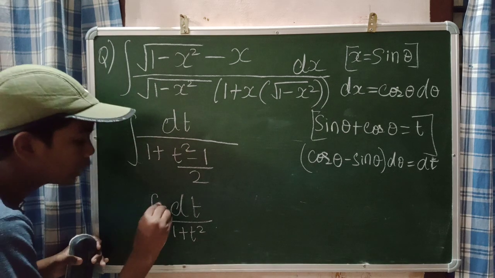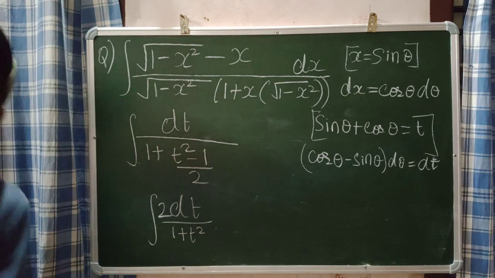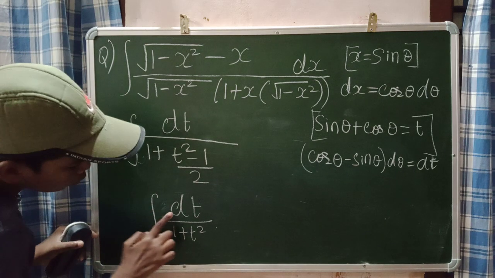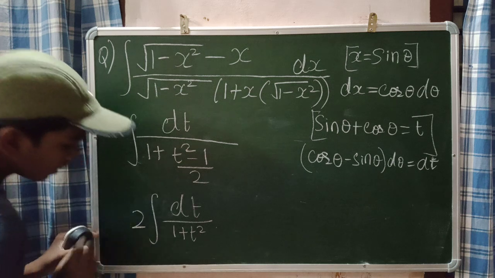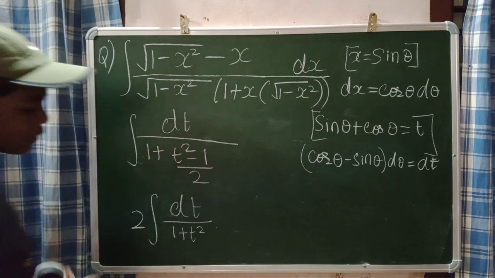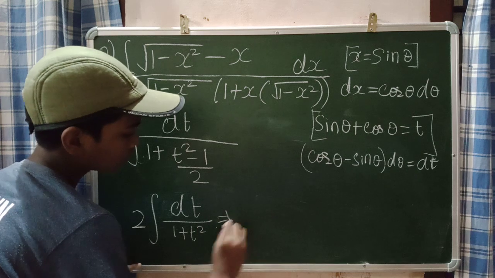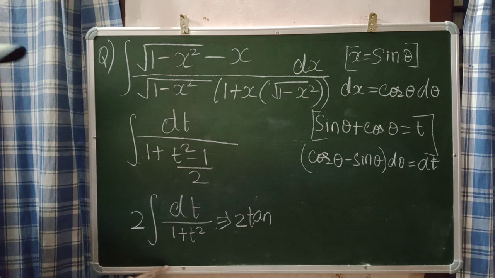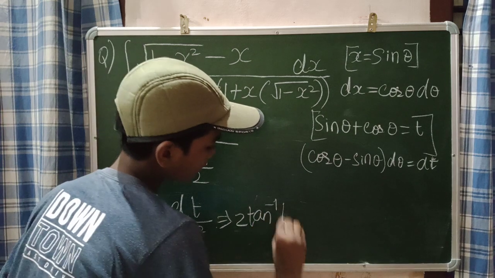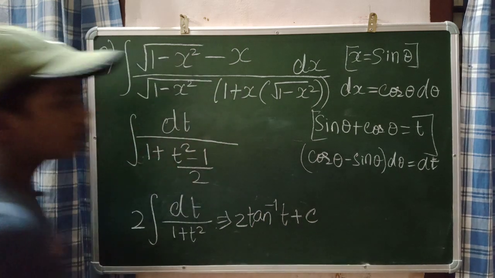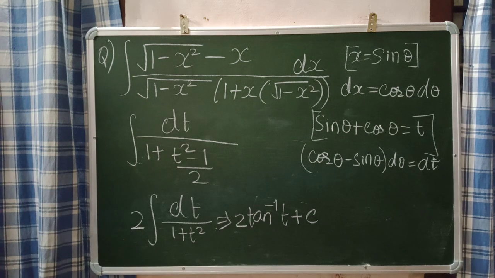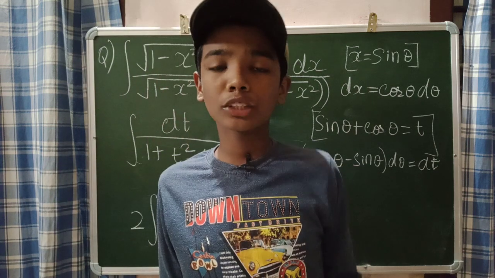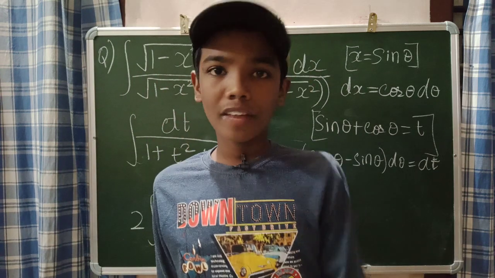This I should not explain; it's a basic thing which you guys need to know. Divided by 2 means I can take it to the numerator. That's what I did. Now I will take 2 outside the integral because it's a constant. Now just evaluate it. You will get 2 tan inverse of t plus some constant. How am I saying this? By the formula: integration of dx by a square plus x square is equal to 1 by a tan inverse of x by a.